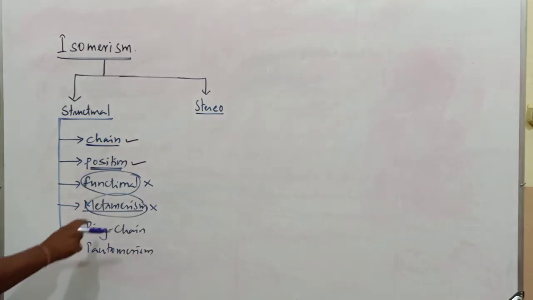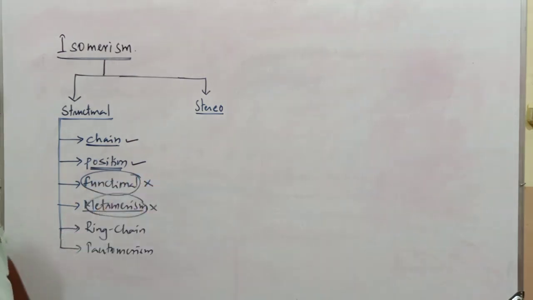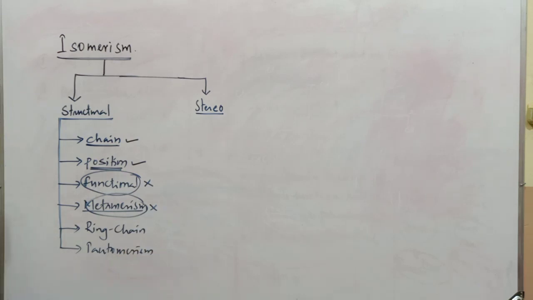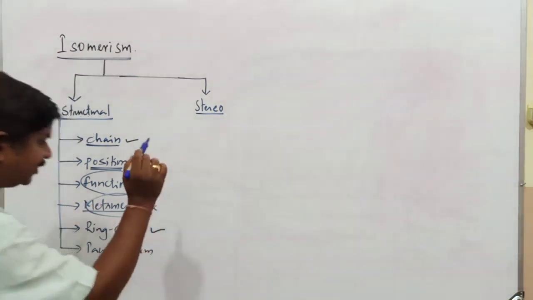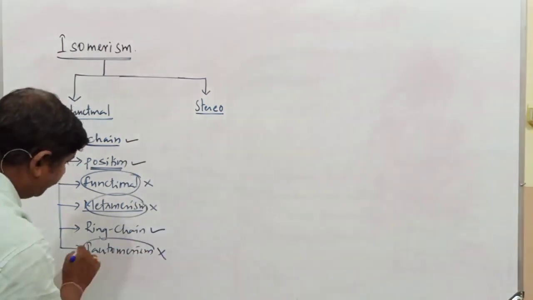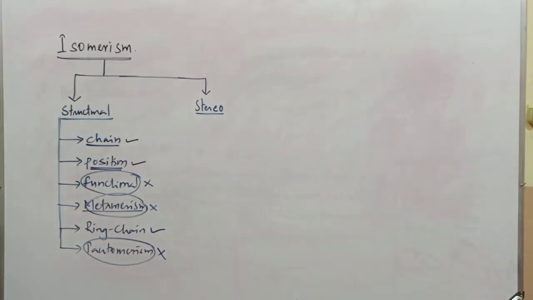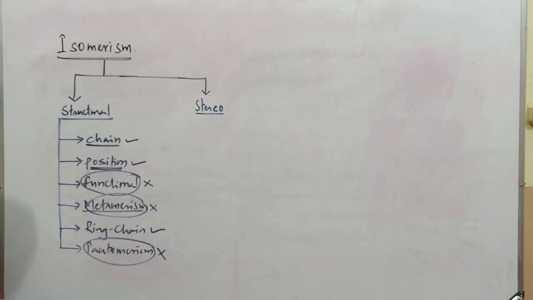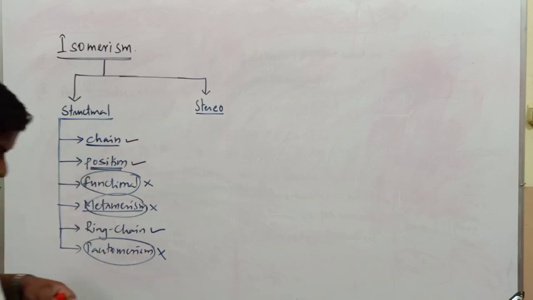These are not showing metamerism. Metamerism is commonly shown by compounds containing an oxide group, especially ethers and ketones. All those compounds exhibit metamerism. Ring chain isomerism is possible in case of these compounds, and again tautomerism is not possible for these compounds. So out of 6 different structural isomerisms, 3 isomerisms, chain, position and ring chain, are possible in case of these compounds, but functional, metamerism and tautomerism are not observed in case of these compounds.